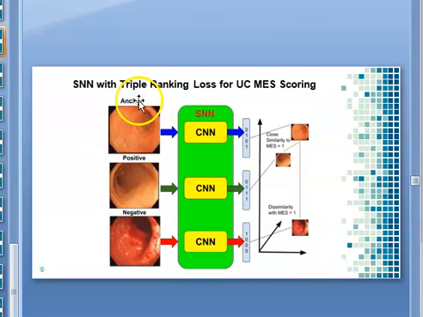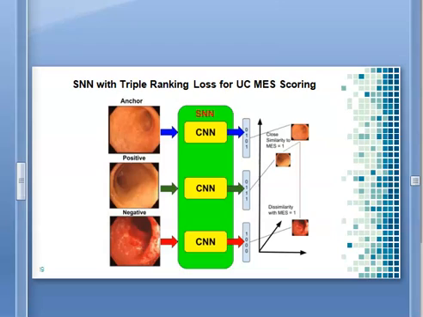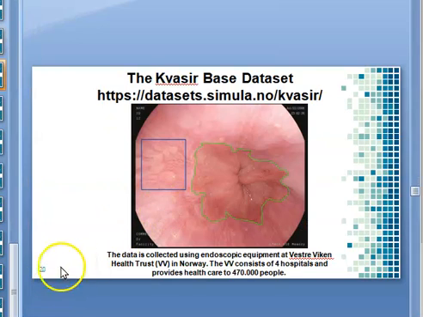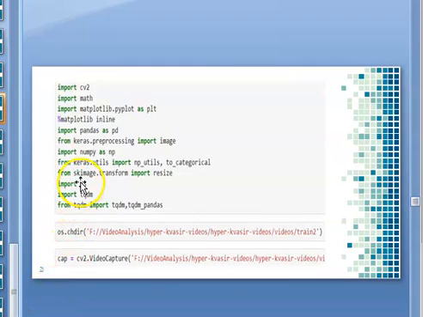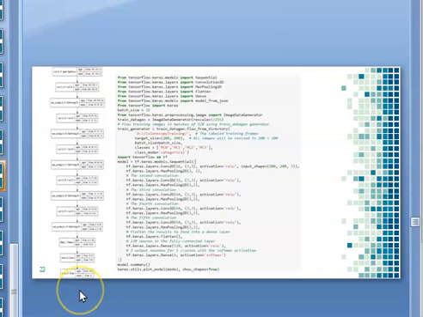We used a triplet ranking loss algorithm. It helps in giving explanation, where we took an anchor and compared it with the positive image and the negative image. And this is the data set. This is the code that we used in order to find the explainable score for ulcerative colitis. And in this way, we decided to use the TensorFlow and Keras deep learning API. And we continued the process.